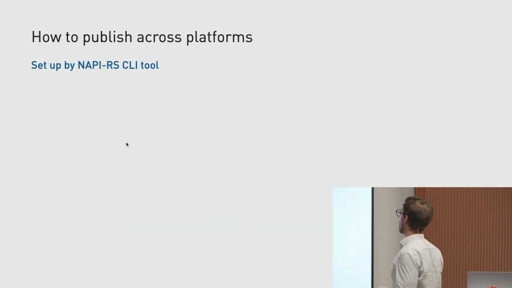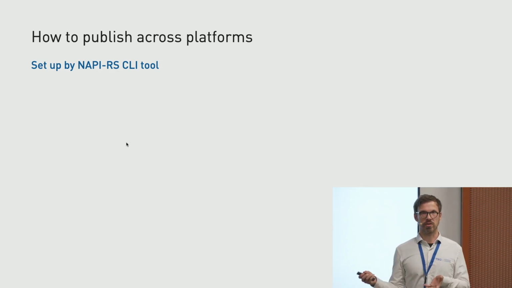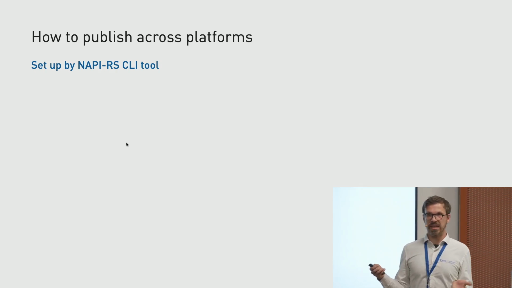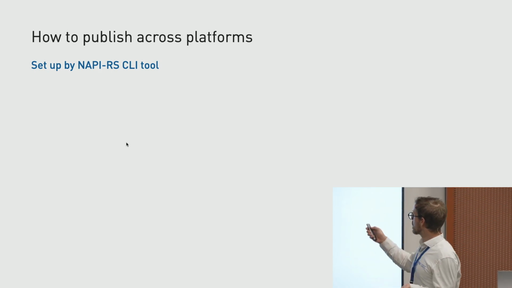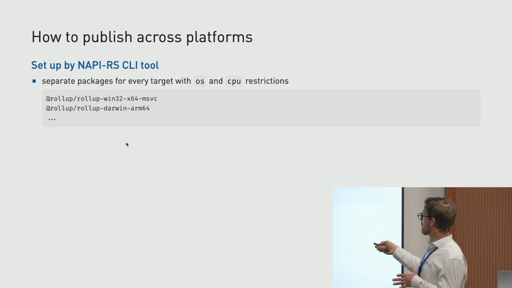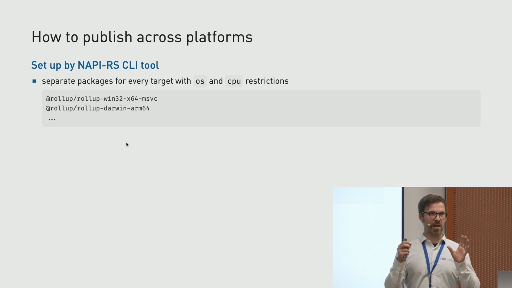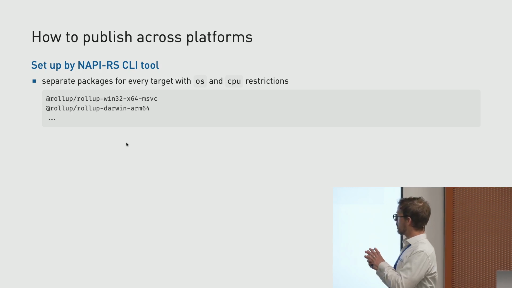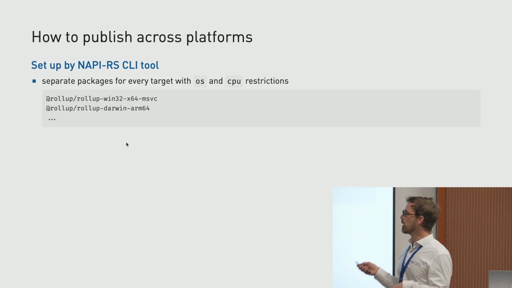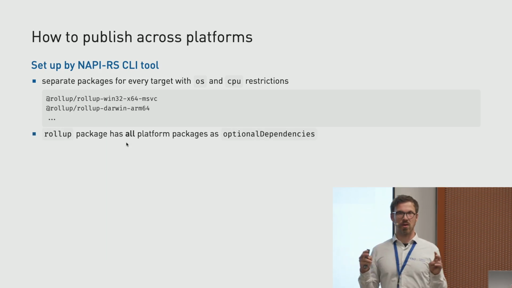And the last question, of course, is how do you publish this monstrosity now? Because really it is a monstrosity, because everyone has a different computer. And this is also kind of solved by NAPI-RS. The solution is simple. You create a package for every operating system and CPU architecture, and they really help you do this. And Rollup now has all packages as optional dependencies.